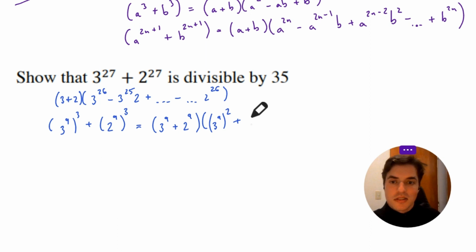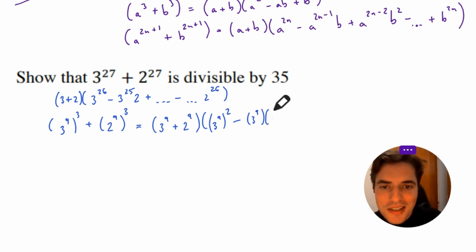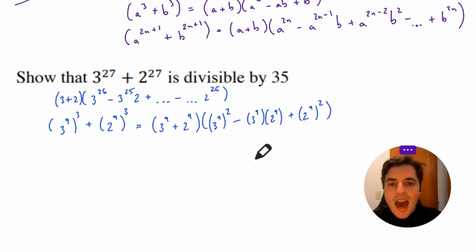I don't even want to write this, to be honest with you. I don't think we have to. It would be minus 3 to the ninth, 2 to the ninth plus 2 to the ninth squared. Great. Okay. We're not going to be able to factor this anymore. We could factor 3 to the ninth plus 2 to the ninth in the same way that we just did this.